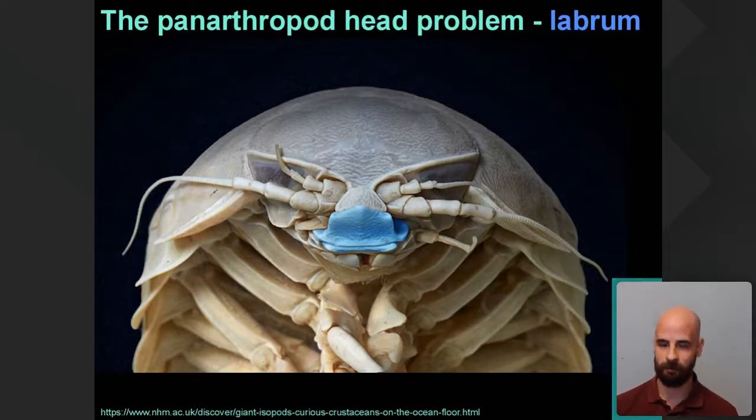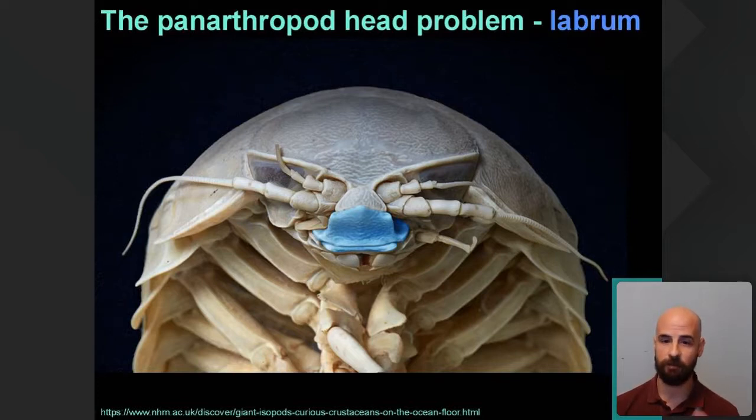The labrum, for those of you that may not necessarily know off the top of your head what this is, is basically a flap-like structure that sits on top of the mouth opening. So in the case of this lovely giant isopod, it basically represents this clypeolabral complex, and it represents the roof of the mouth so that they can sort of masticate stuff.